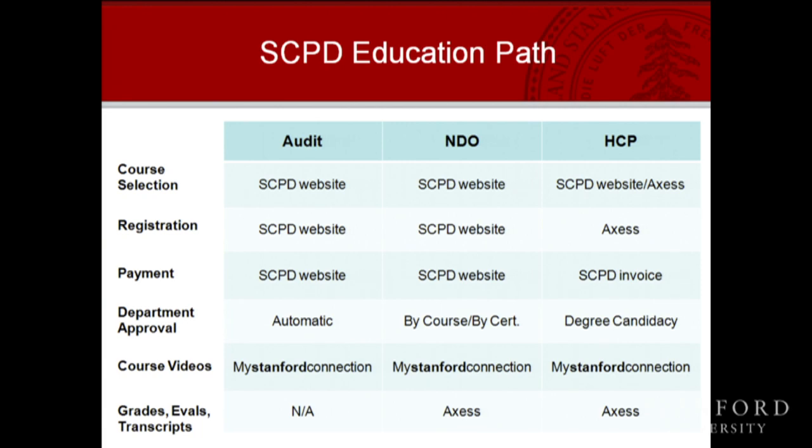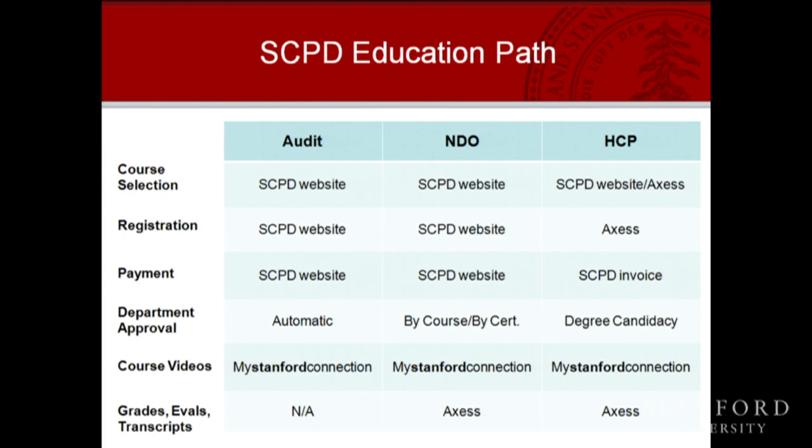For the department approval, when you're in the Honors Cooperative Program, you're approved by the department for admission to the degree. And so you will work with your faculty advisor to determine your course path to earn your degree. For the non-degree option, you are approved on a course-by-course basis by the department.